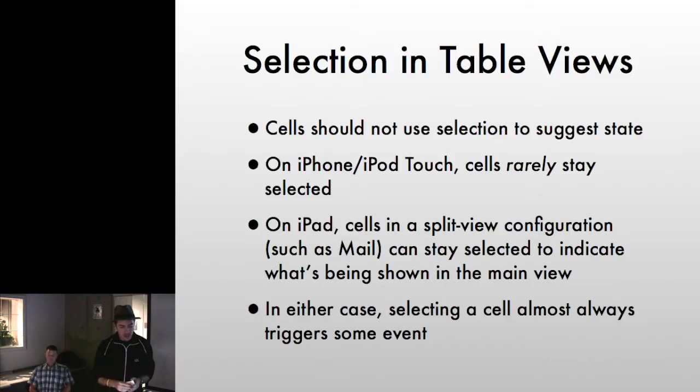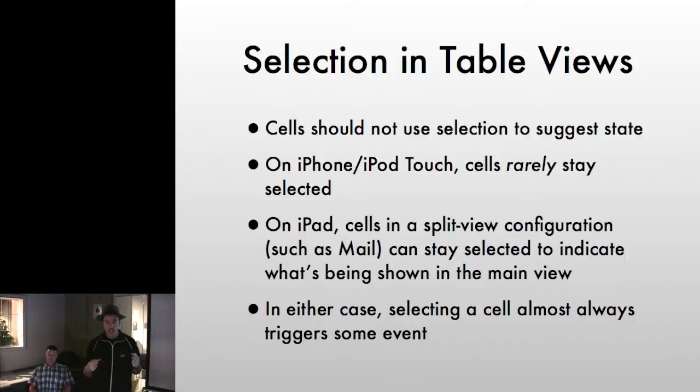So just a little word about selection in table views. According to Apple, cells in a table view should not use selection state to show some sort of state. That is that, at least on iPhone and iPod, cells very, very rarely stay selected, because usually selecting a cell causes some action to happen. In iPod, if you tap on an album, you don't see the album stay blue. It jumps you into the album and lists you the tracks on that album.